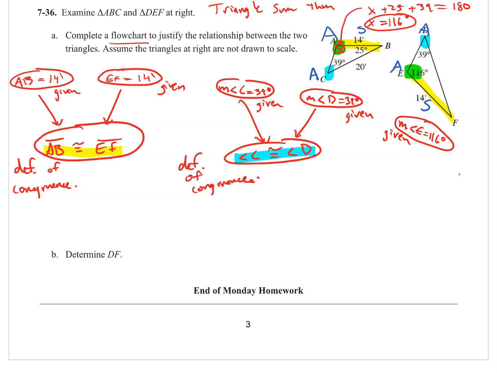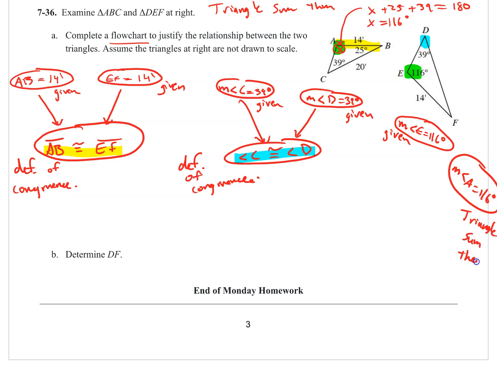All right, so measure of angle A. Let me get rid of these letters for now. The measure of angle A is 116, and the reason is triangle sum theorem. This one's not given, we had to find it, right? And so the way we found this angle was with the triangle angle sum theorem. Okay, definition of congruence. If two angles have the same degree measure, then they are congruent.